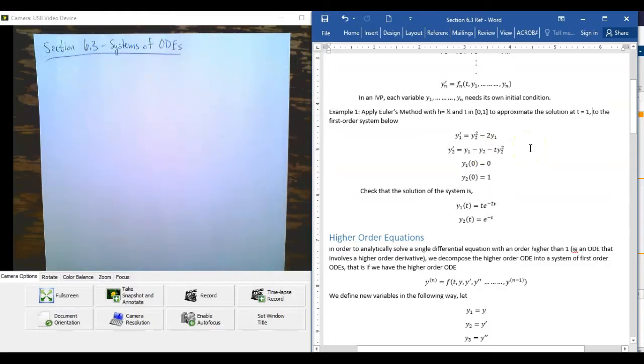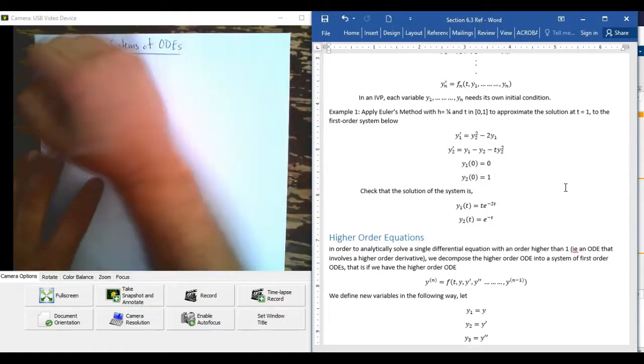To use Euler's method here, it's basically just another layer of Euler's method. We're going to apply Euler's method to both equations separately but simultaneously, because you can see that the variables in the first equation depend on the second function, and the variables in the second function depend on the solution from the first equation. We see our initial conditions for each of the variables here. So let's get started. Here's example 1.